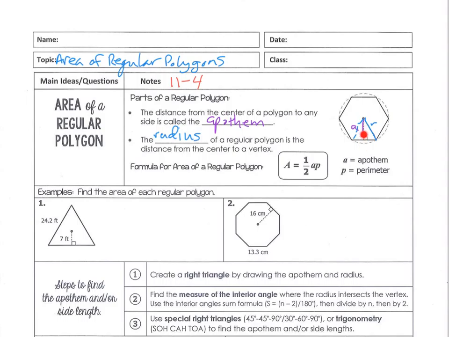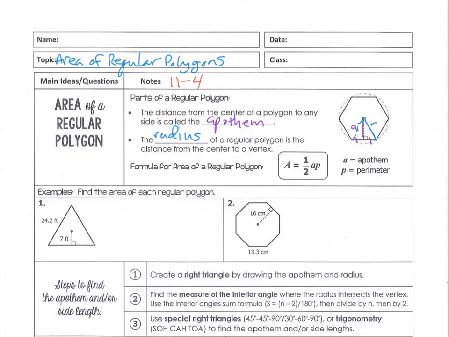And this apothem becomes the altitude of that isosceles triangle. And what does that altitude do to the side here? It cuts it in half. So one thing that you need to know about the apothem is it cuts the side of that polygon into 2 equal pieces. That's going to become important here in a minute.